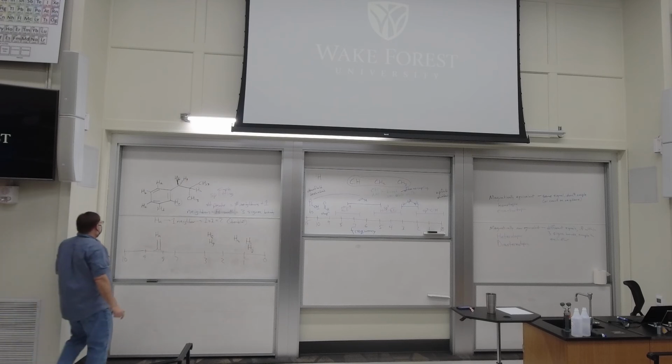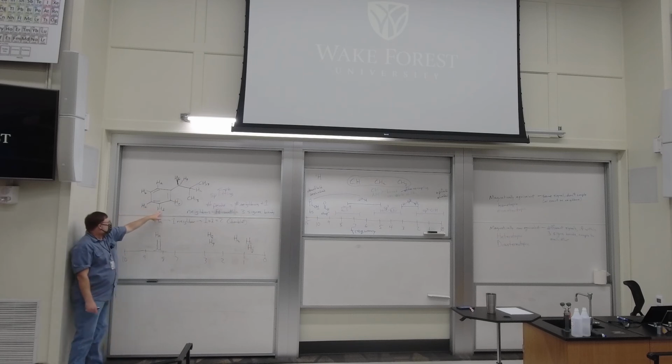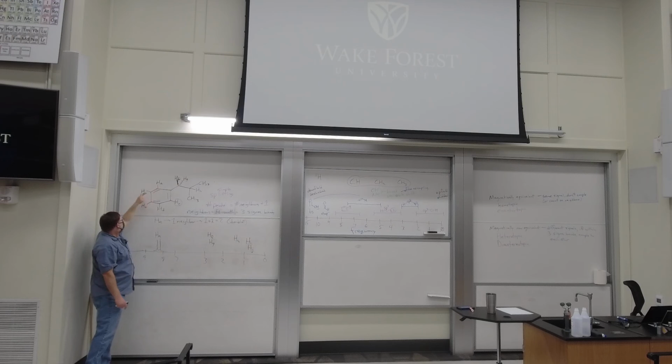Okay. So HB and HD have to be equivalent. HD better have 2 neighbors, and it does. So HB, 1, 2, 3. 1, 2, 3. So 2 neighbors there. All right, so HB will be a triplet.